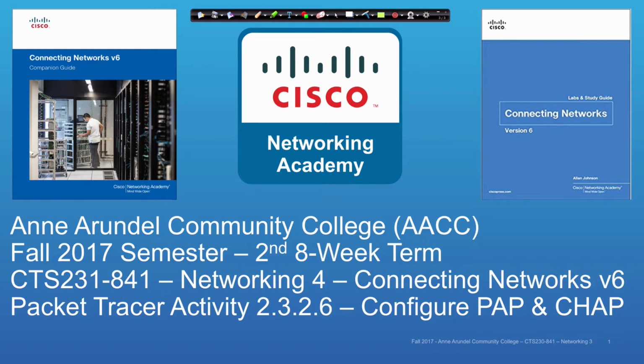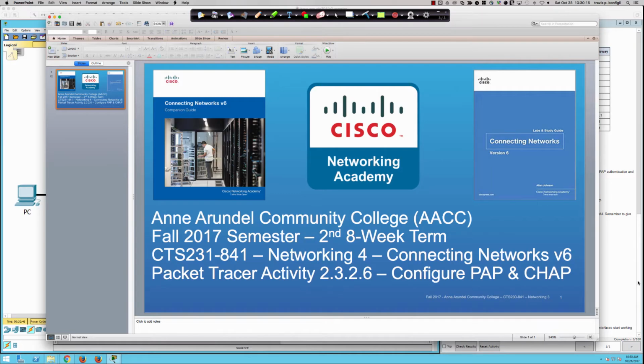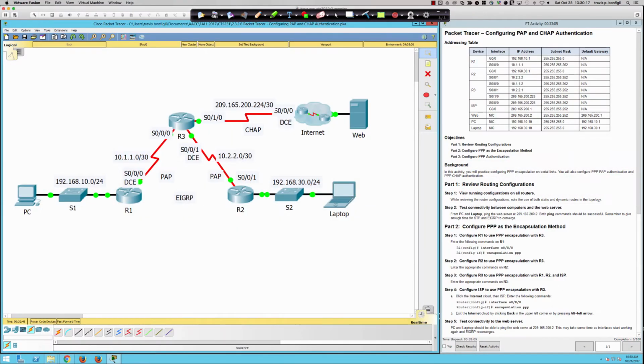And this morning's Packet Tracer video tutorial and solution set is going to be on Packet Tracer Activity 2.3.2.6, where we're going to be tackling probably the most challenging material from the early chapters dealing with serial links, and that is going to be PAP and CHAP authentication. And these are definitely two of the more confusing topics for learners who are new to Cisco networking material and specifically to serial link configuration. So let's go ahead and dive in here.